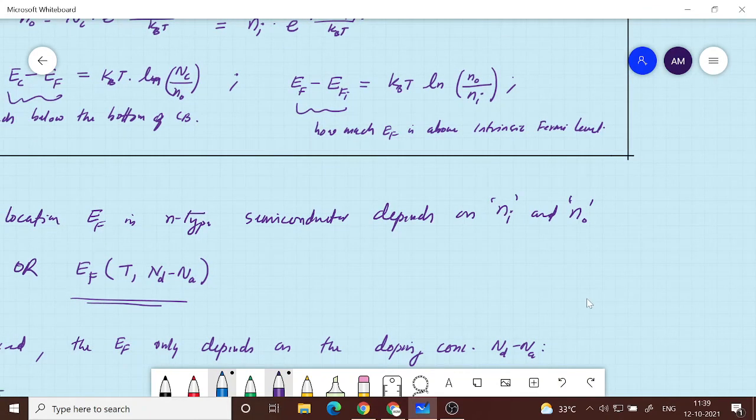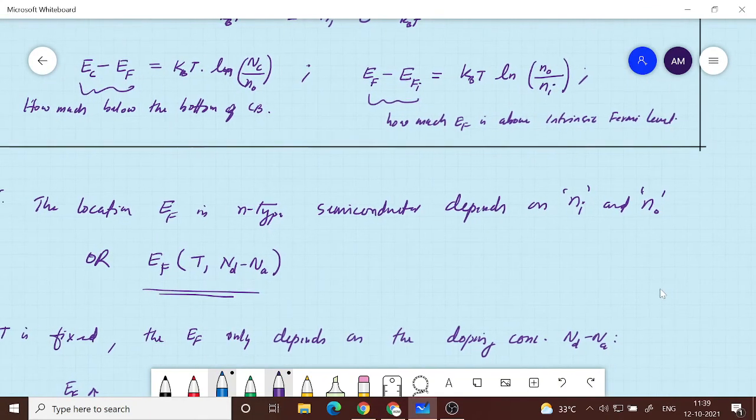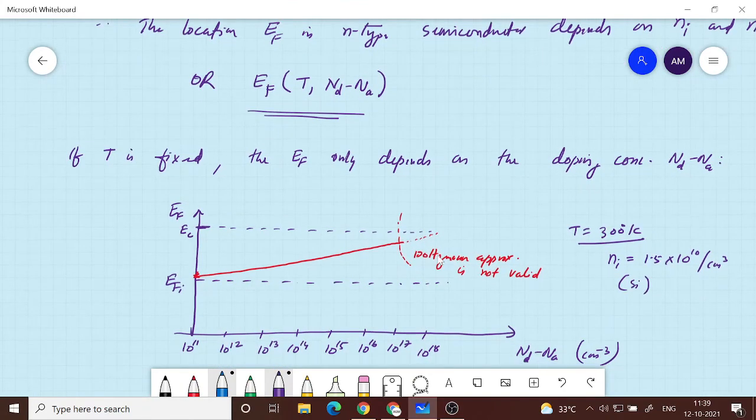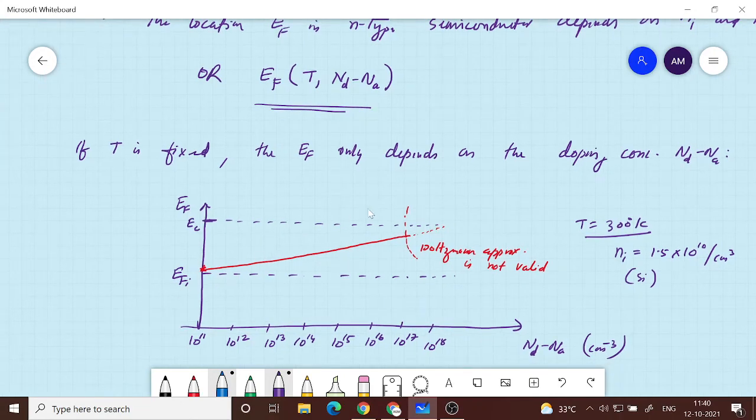So N0 is going to be determined by Nd, right? So as Nd increases, it will become larger and larger, and finally the Fermi level will come closer to EC. It can even go inside EC, above EC also. That is also plausible. So at very large concentration, it will go inside or above EC. So certain devices are there which are very heavily doped, which have EF going inside the conduction band. So that is also physically possible.